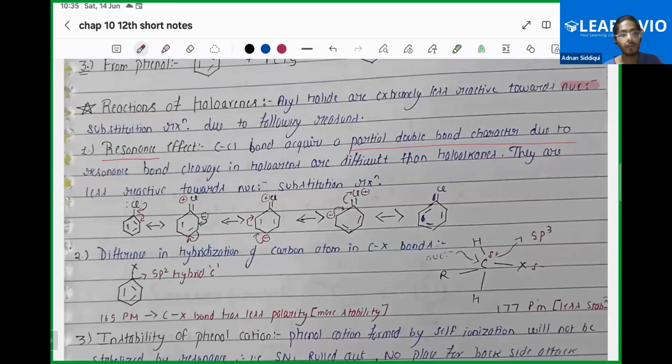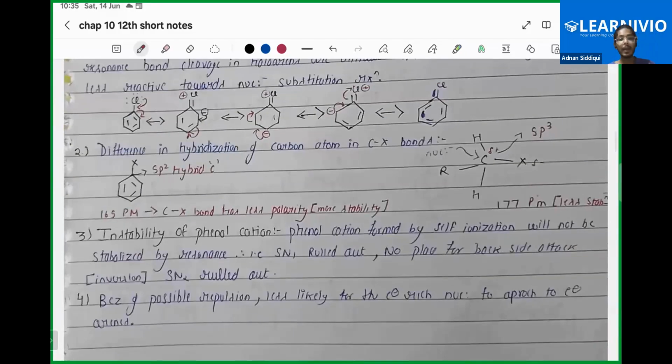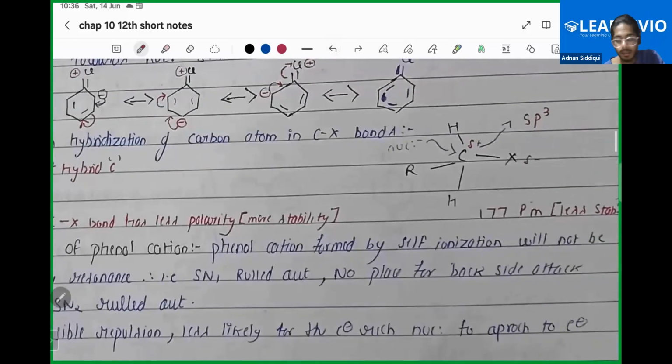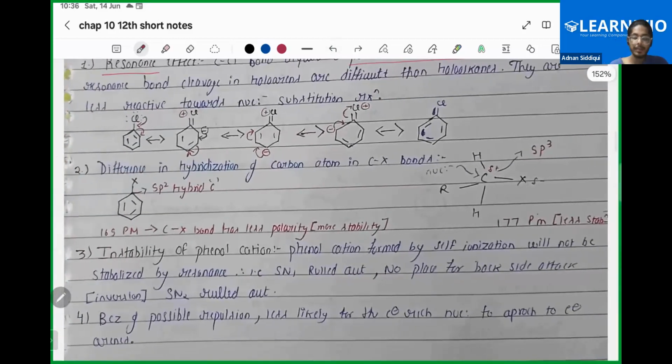For the second reason, in haloarenes, this carbon is sp2 hybridized. And for haloalkanes, where you were doing the nucleophilic substitutions, this carbon was sp3 hybridized, right? The second reason is due to hybridization. In haloarenes, we have sp2 hybrid carbon, and in haloalkanes, we had sp3. And sp2 carbon is more electronegative. If I am more electronegative, I will try to bring my side groups closer to me.